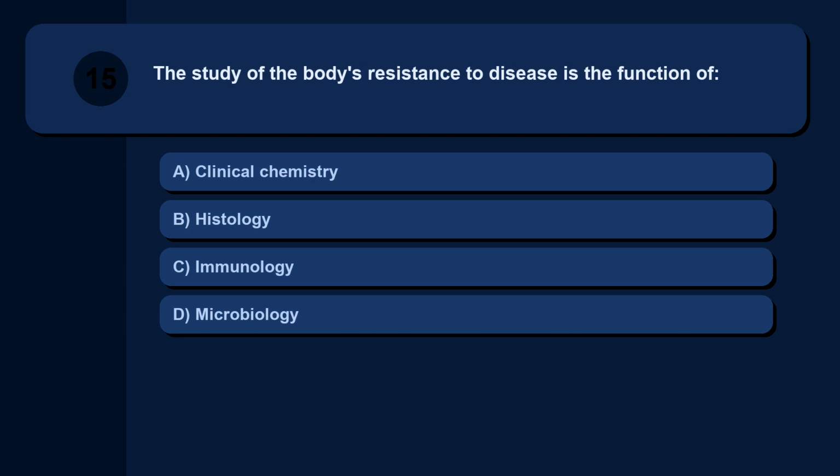Question 15. The study of the body's resistance to disease is the function of clinical chemistry, histology, immunology, microbiology. Immunology studies the immune system and the body's resistance to disease, including immune responses to pathogens, vaccines, and autoimmune disorders.